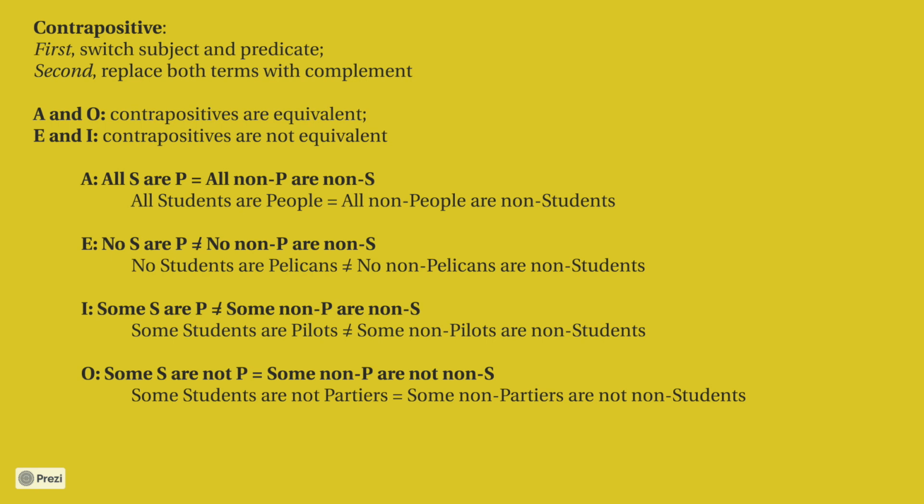So in summary, with conversion, A and O forms are not equivalent. With contrapositive, they are. With conversion, E and I forms are equivalent. With contrapositive, they are not. And with obversion, all of our forms are equivalent.